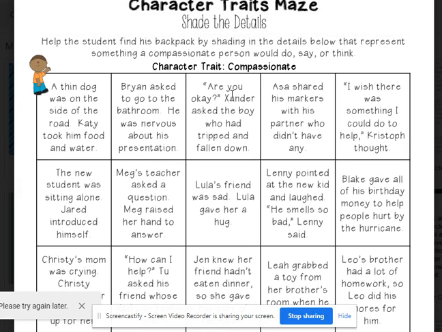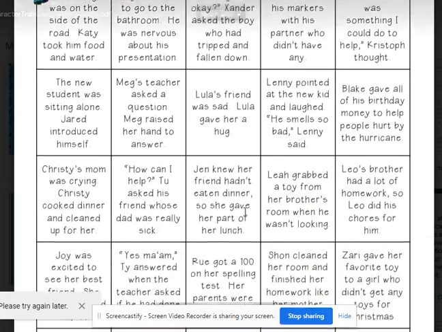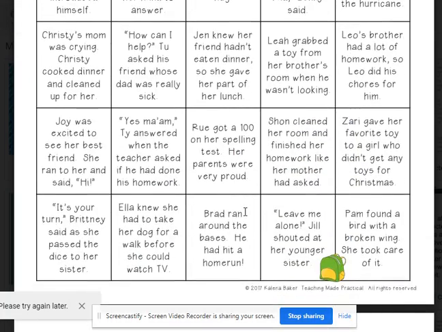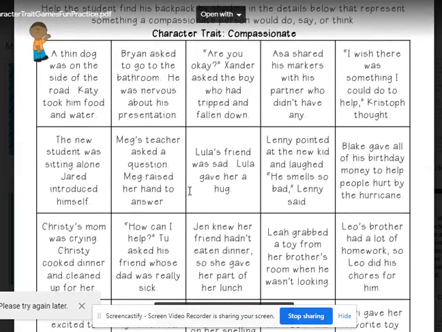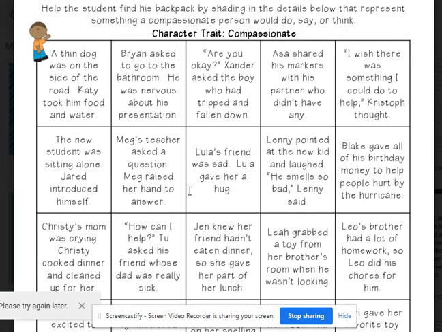Okay. So, for example, right here it says, "Are you okay?" Xander asked the boy who had tripped and fallen down. Is that a compassionate thing to do? Okay. Somebody tripped and fell, and Xander asked if the person was okay. Is that compassionate? Yes. So shade it in. Okay. Go through each one. They're not very long. So you have time to read each one. Don't try to rush through it. And then shade in each one that shows compassion, shows that somebody is caring for someone in need.